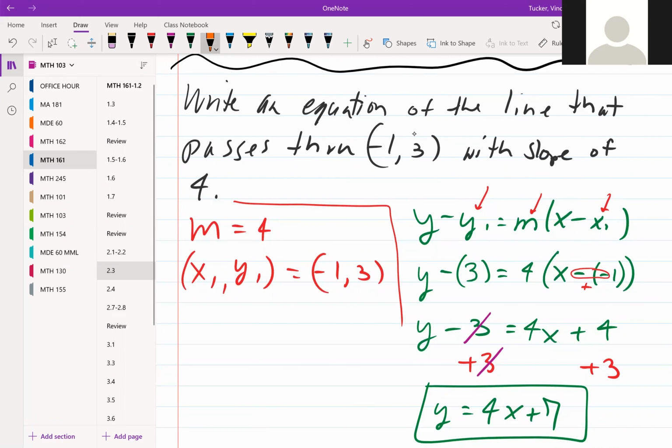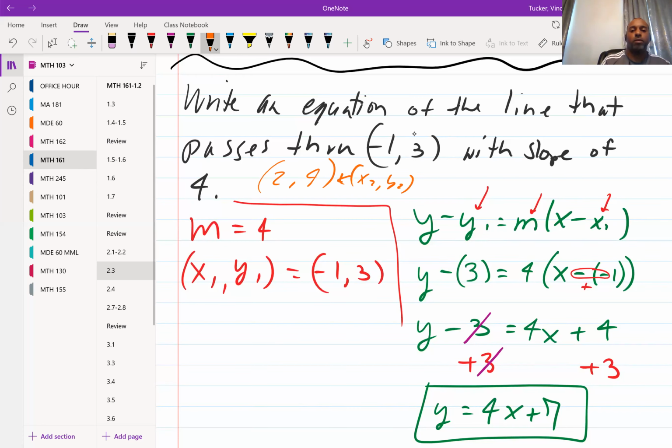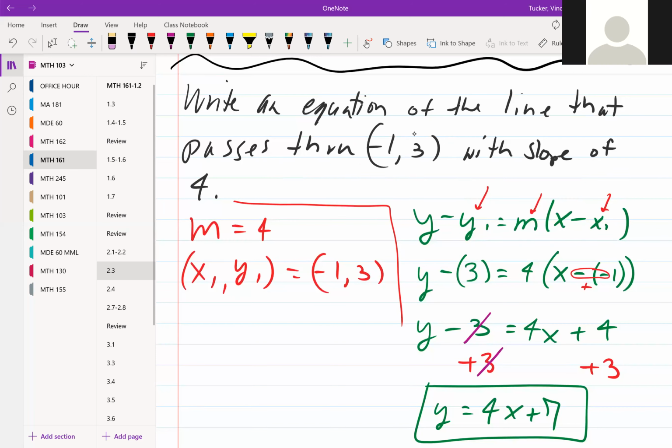Wouldn't that be x2, y2? Because that's the second y and the second x. Well, you would call x2, y2 a second point. So if we had a second point introduced, let's say if it passed through -1, 3, and then 2, 4, then this point we could call x2, y2. It would be represented by a second point. Yeah. I got you. Thank you.